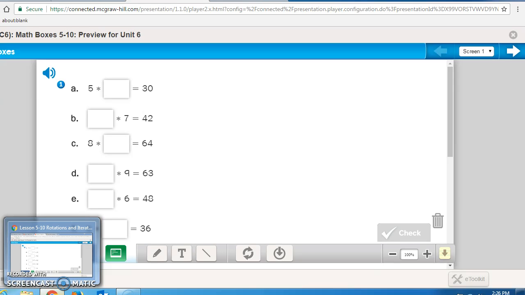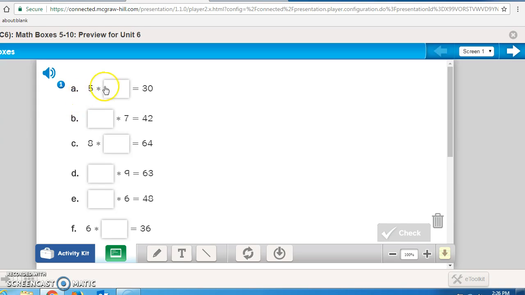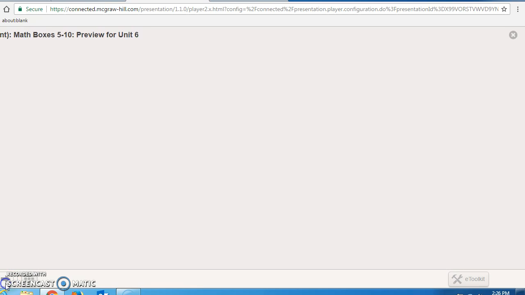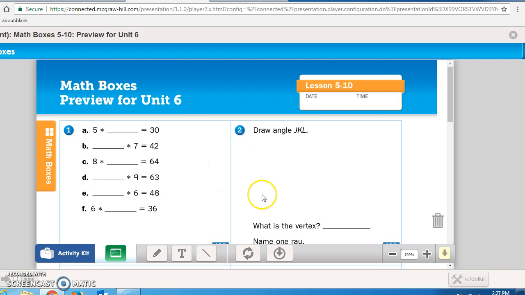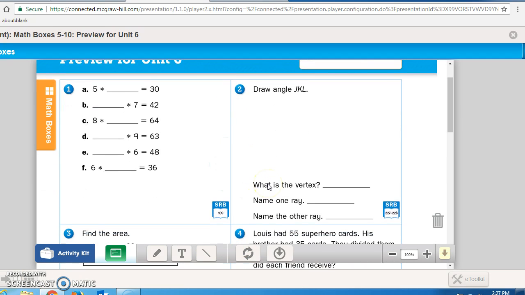This is what the first math box looks like. I want you to figure out 5 times what equals 30, and what times 7 equals 42, and so on. Please complete Math Box 1, and then go ahead and start the recording up again because I'll read every math box to you.